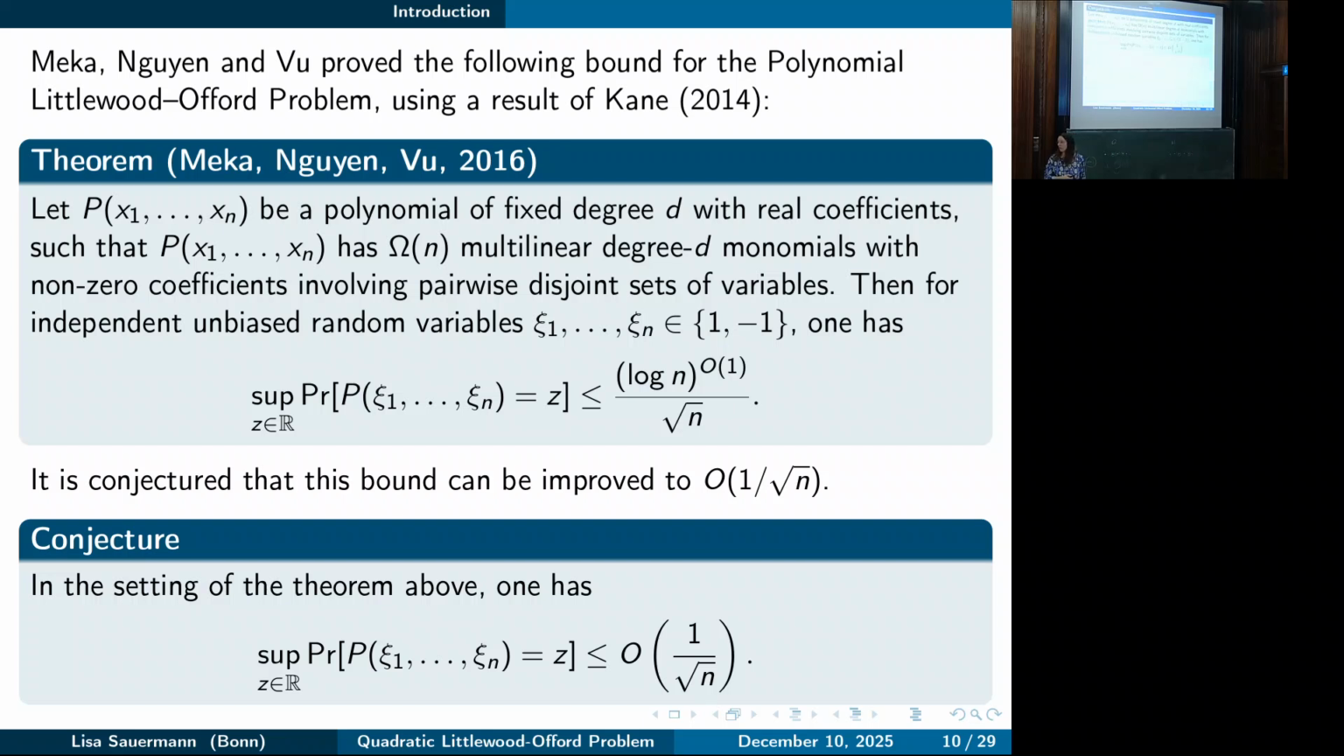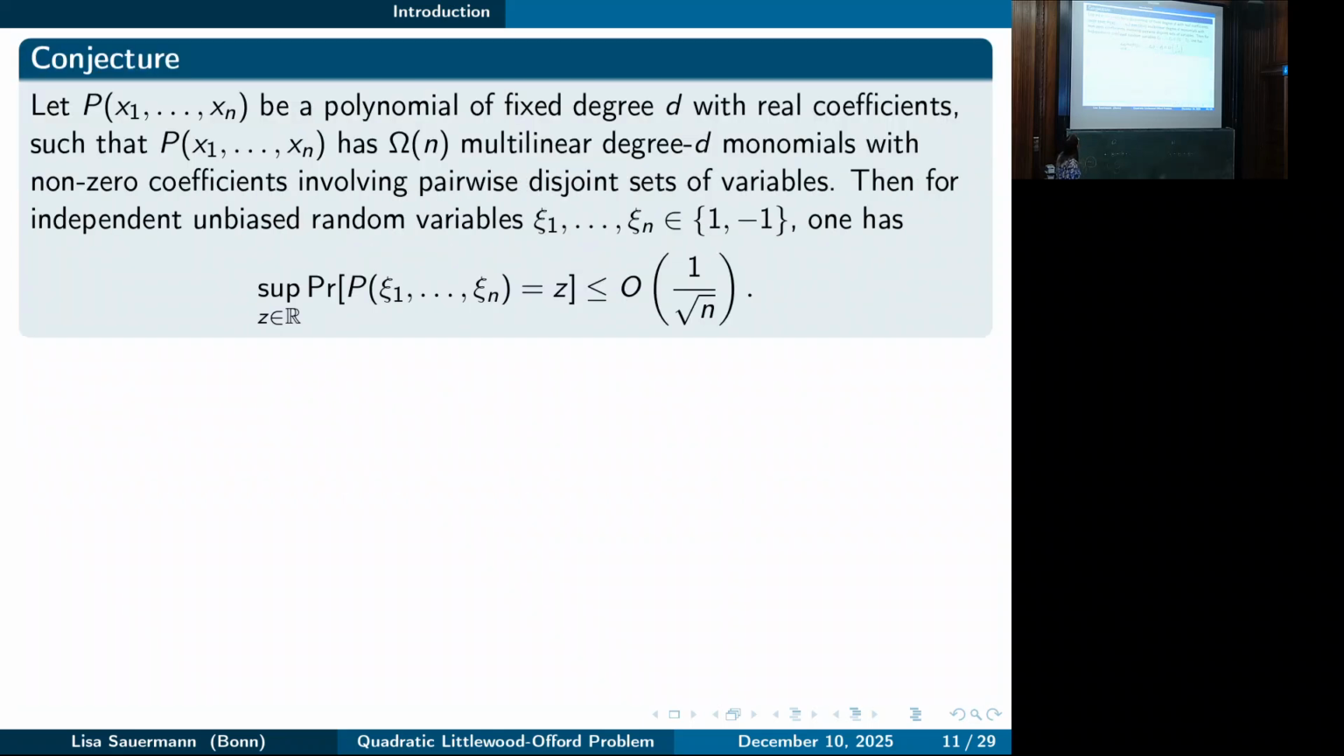Does the implied constant depend on the constant in the Ω(n)? Yes, that implied constant should depend on this constant and on the d, because the degree is considered fixed, so that will in fact affect the implied constant and also this constant here.